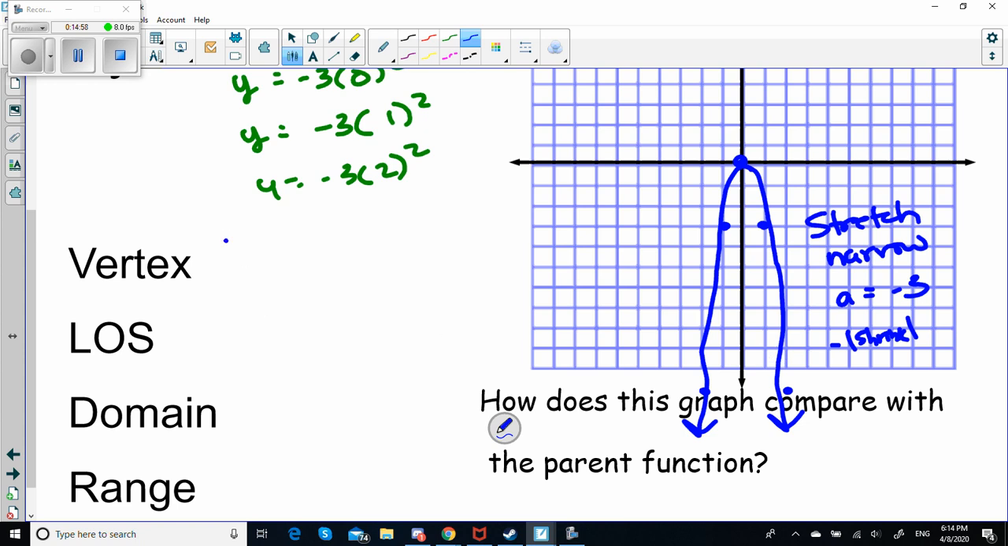The vertex is (0, 0). The line of symmetry is x equals 0. All real numbers for the domain, and y is less than or equal to 0. It starts at 0, and all the numbers below apply.